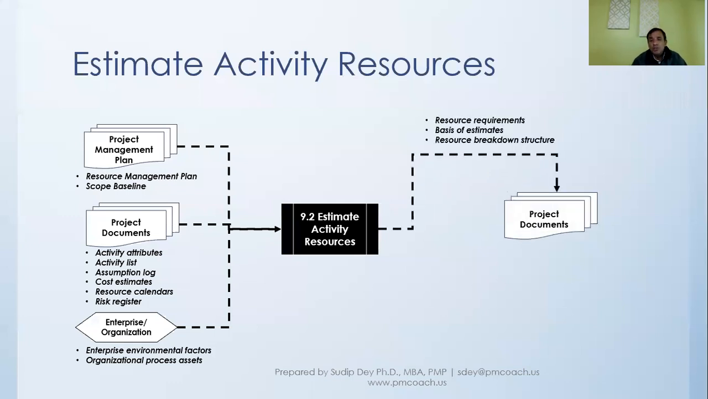As an output, once we have estimated activity resources, we'll have as output the basis of estimate, resource requirements, and resource breakdown structure, and there will be some updates like activity attributes, assumption log, and lessons learned register. So this will be the full flow for estimate activity resources.